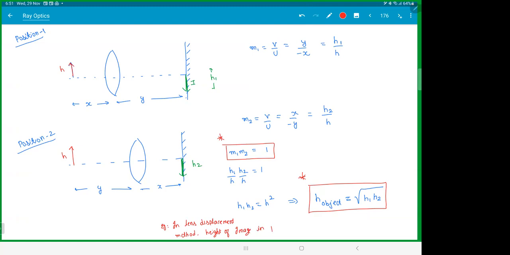Height of image in position 1 and 2 is 9 centimeter and 4 centimeter. The height of the object will be root over 9 into 4, which is 6 centimeter. That's the question.